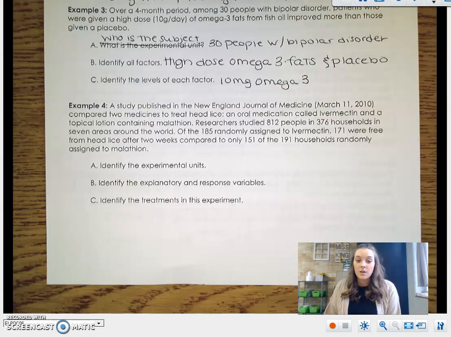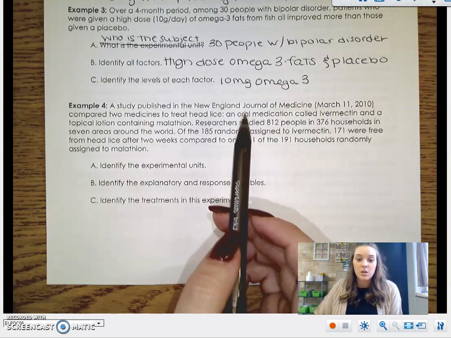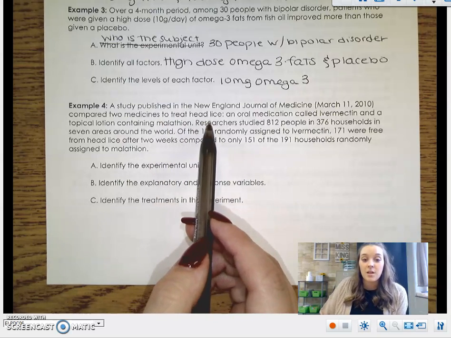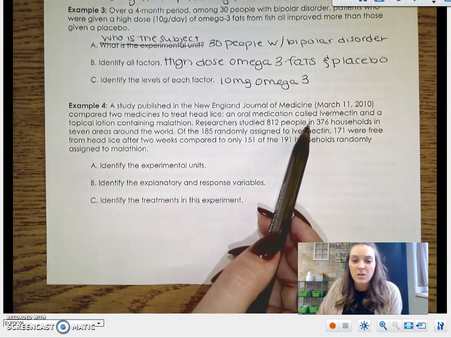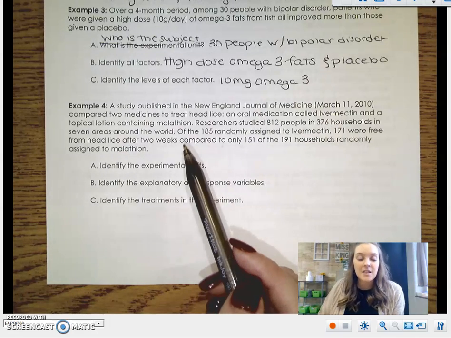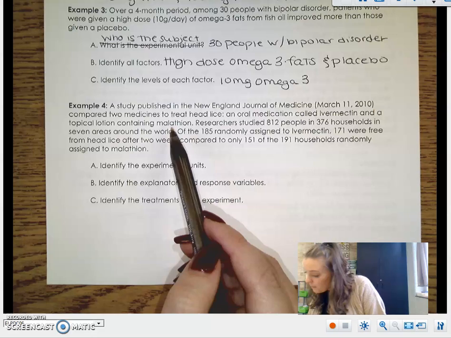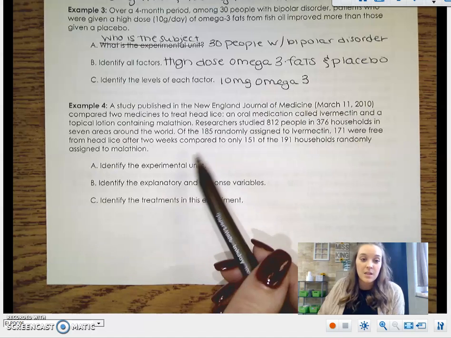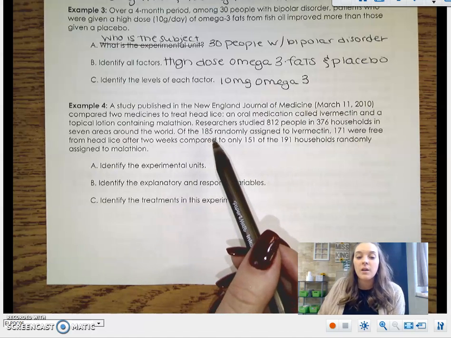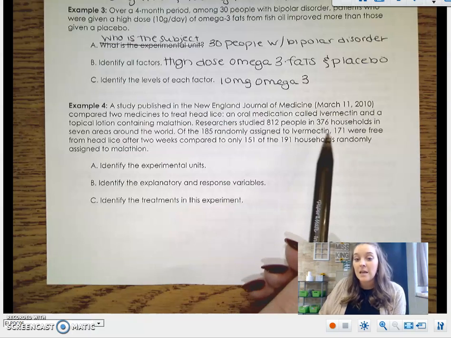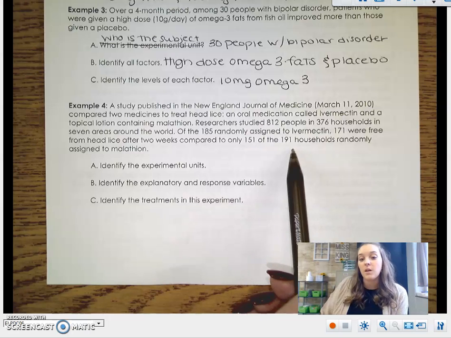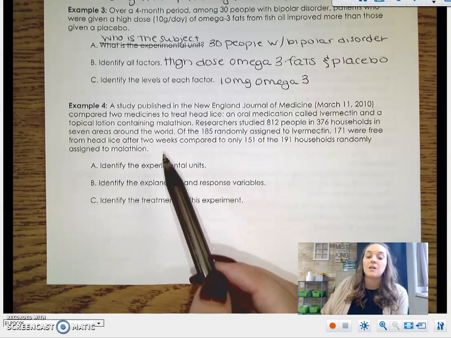All right, example number 4 says a study published in the New England Journal of Medicine in March 11th, 2010 compared 2 medicines to treat head lice, an oral medication called ivermectin and a topical lotion containing malathion. Researchers studied 812 people in 376 households in 7 different areas around the world. Of the 185 randomly assigned to ivermectin, 171 were free from head lice after 2 weeks, compared to only 151 of the 191 households randomly assigned to malathion.